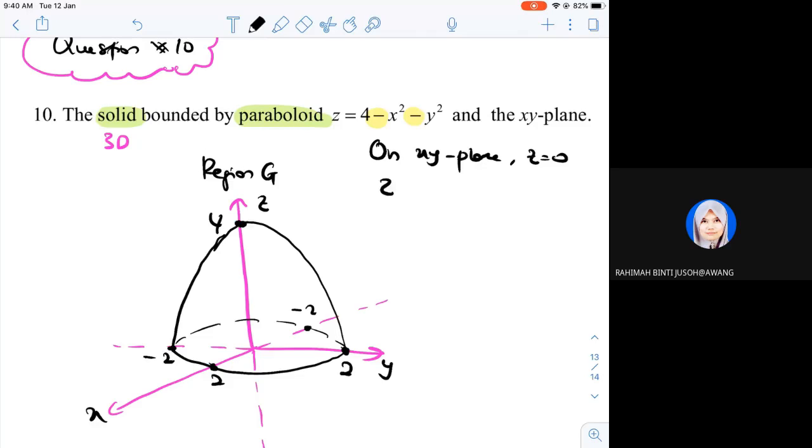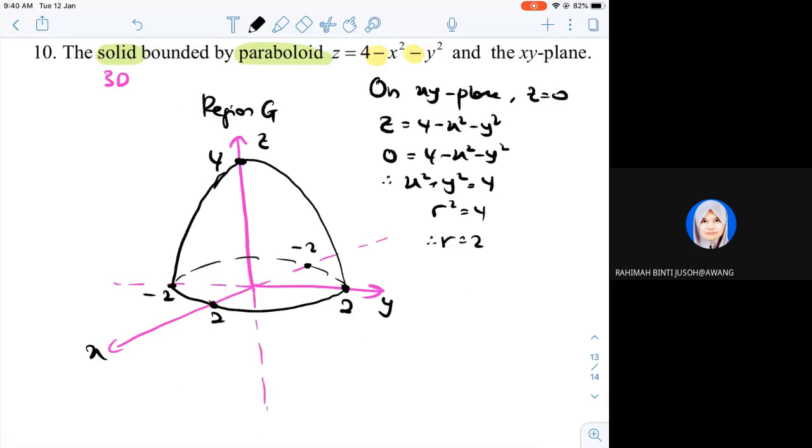So when Z equals to 4 minus X squared minus Y squared, we have 0 equals to 4 minus X squared minus Y squared. Therefore X squared plus Y squared equals to 4. R squared equals to 4. Therefore R equals to 2. Okay, so if we can see from above, we can see the region R. So we will have a circle, complete circle.